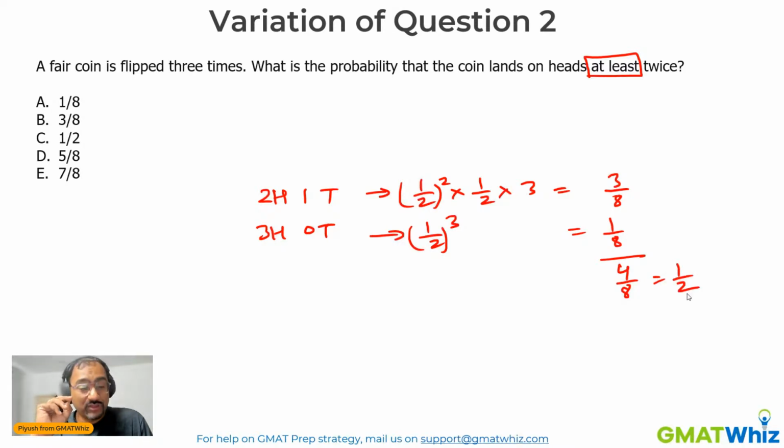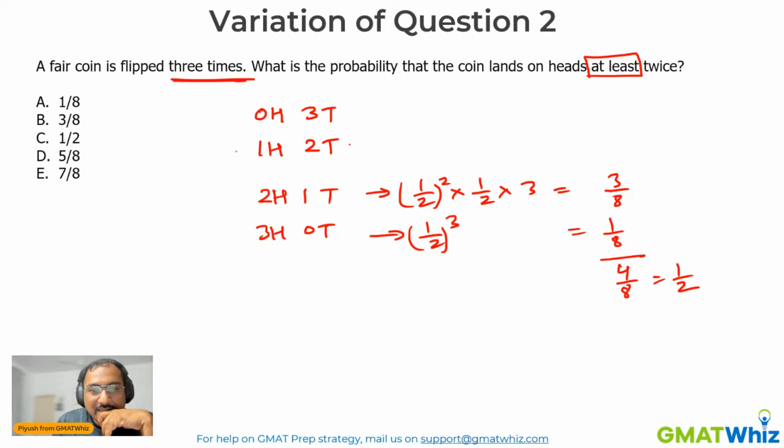But the reason I've given you this variation is for a different reason. I want you to understand something more conceptually here. So let's write down all the events. When we flip a coin three times, what are the possible events? I can have 0 heads, 3 tails. I can have 1 head, 2 tails. I can have 2 heads, 1 tail. Now focus on this event also.